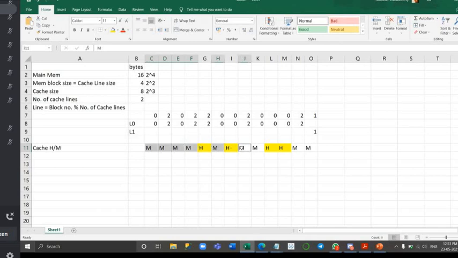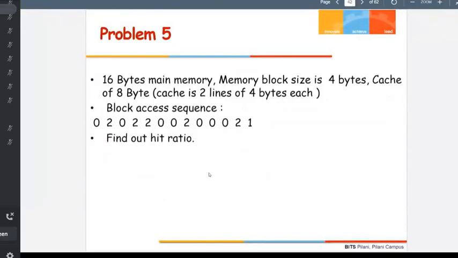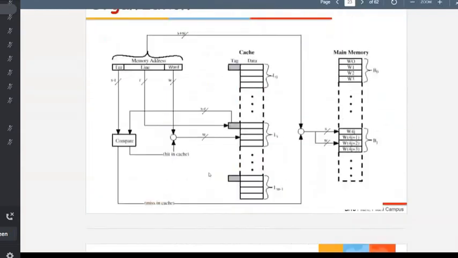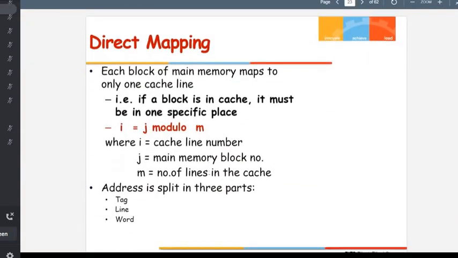Right? Rodhrav, can you please repeat this concept, why everything went to line 0 and only 1 came to line 1? Sure. So, this is the block number. He has told that this is the block sequence. Which block number is coming? If you go up, let me know once you guys are able to see the direct mapping page. Yes, we can see this.